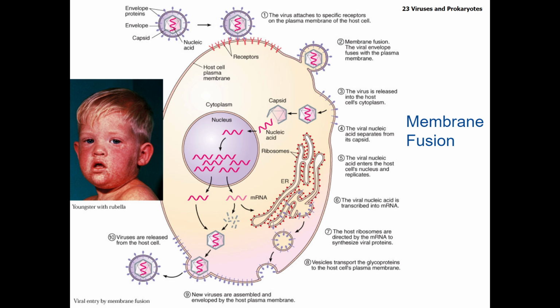cell's nucleus and replicate. The viral nucleic acid is going to be transcribed into mRNA, and the host ribosomes are actually going to direct the translation of that mRNA to create viral proteins that create new capsid coats or protein coats. And then a vesicle will transport the glycoproteins created for new capsids to the host cell plasma membrane. And these components tend to come together right before the virus leaves via exocytosis, or right after.